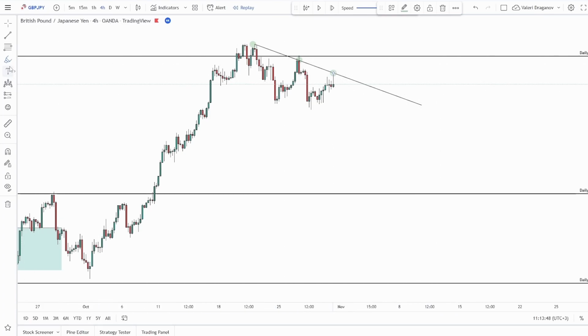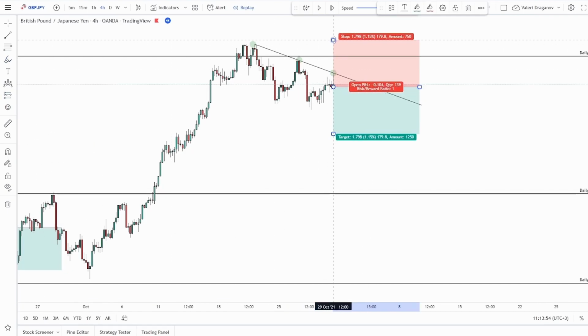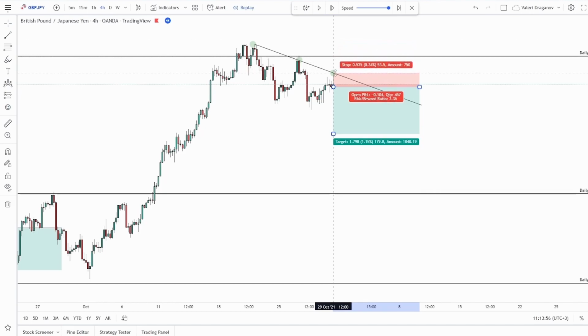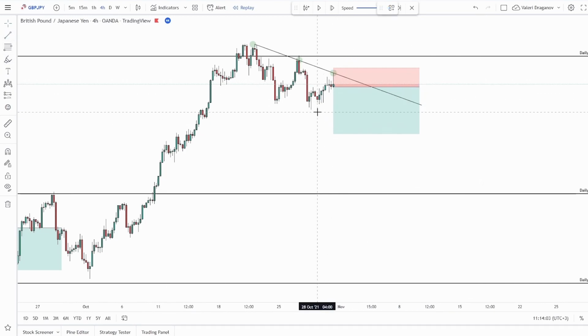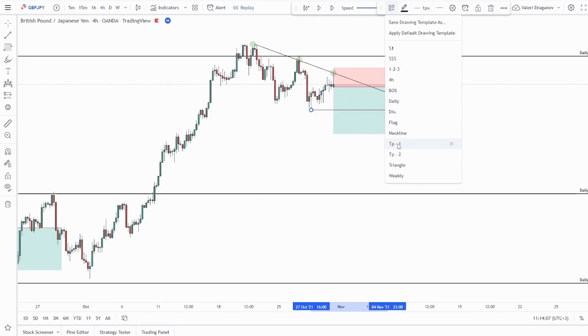So after this pin bar, we're entering a short position. Our stop loss, 20 pips above the repulsion. Our first take profit is going to be on this bottom right here, on the first previous bottom.